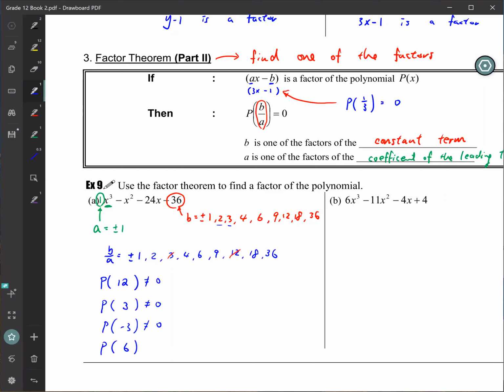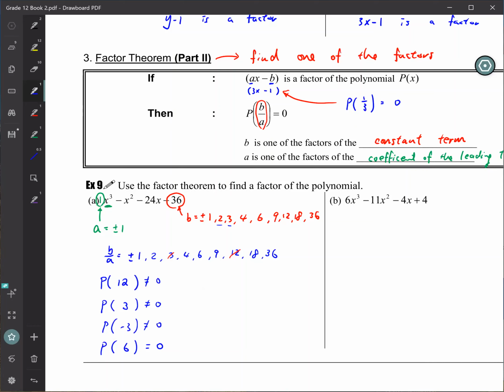Okay, please plug it in. Plugging 6. So, Donna, did you get 0 for 6? Oh yeah, okay, very good. Okay, so if 6 works, if 6 makes it equal to 0, remainder 0, then what is the factor then?